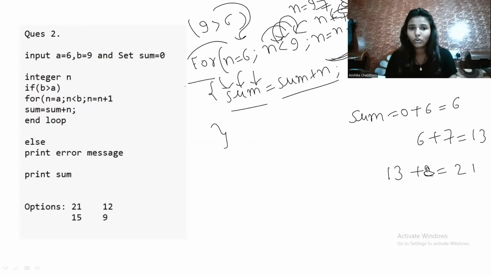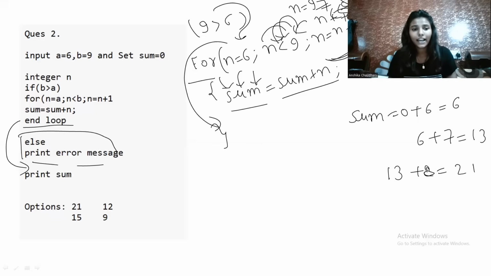The control will go out from the for loop. So now the control is here, at end loop. Okay, so if the if part is executed, then there is no need for the else part. So we will directly come out here and then we will print the sum. So what is the sum? It is 21. So 21 will be the correct option. This question was asked in the 2021 exam of Accenture.